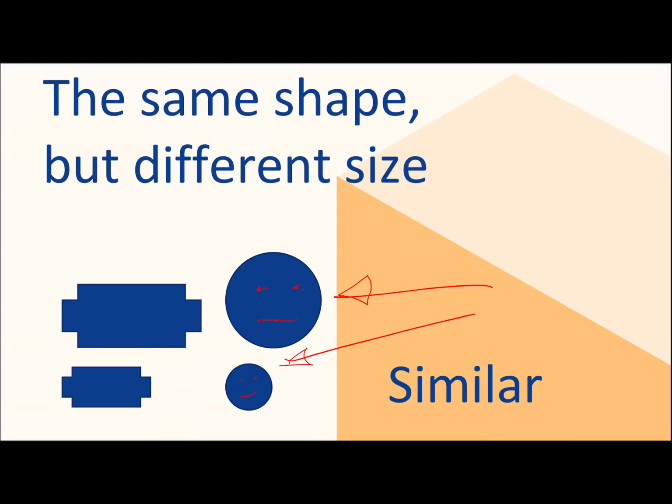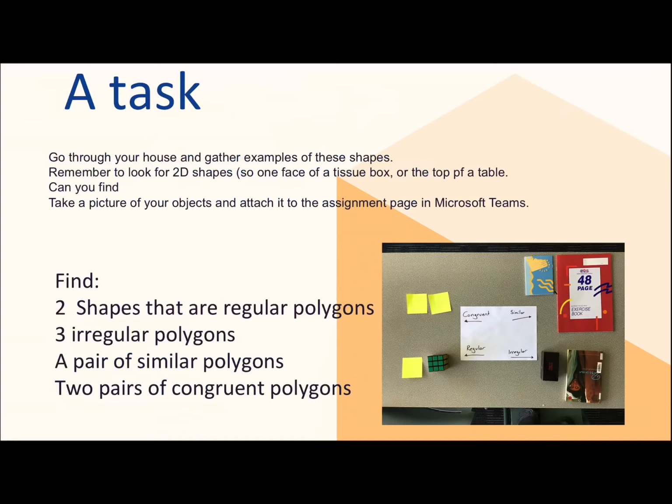Now I have a task for you to do. It's a very easy task. It's not going to involve a lot of writing, but you are going to need to go around and have a look in your house for things to see. So the task is go and gather examples of some shapes. Now, I'm not asking you to go and get a triangle and a square. We're going to use the vocabulary we just learned.